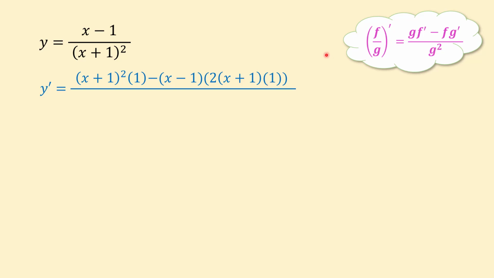Bottom squared. In the bottom we have x plus 1 squared. We have to square it again. So the bottom becomes x plus 1 to the fourth. And this is the derivative of the function.